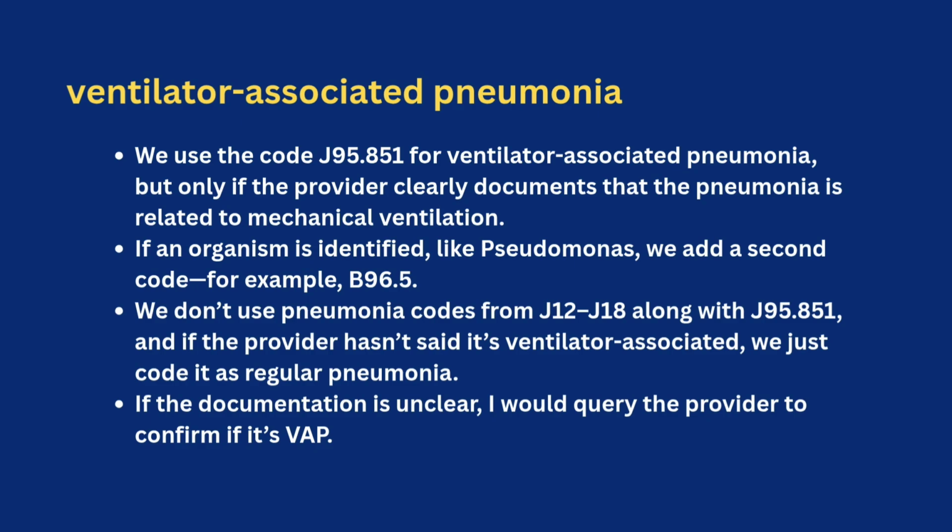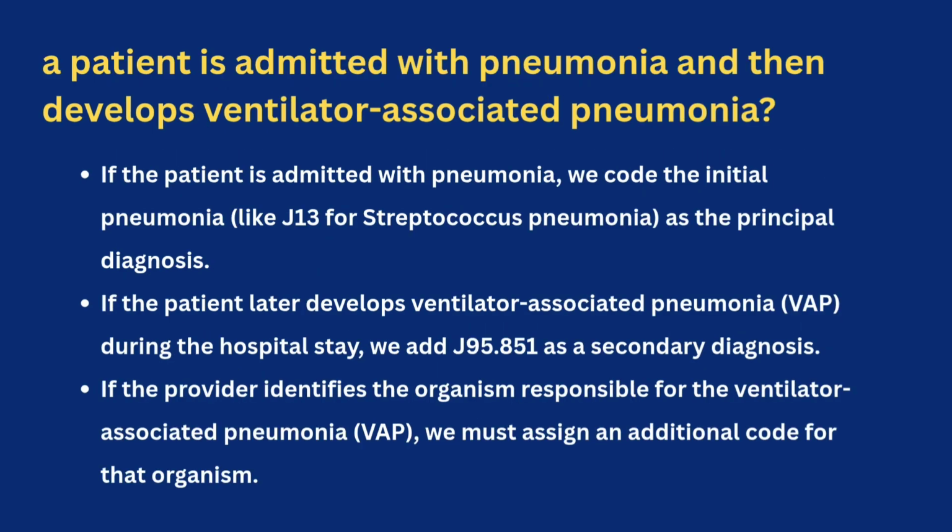Next comes ventilator associated pneumonia. We use J95.851 for ventilator associated pneumonia if it clearly documents that the pneumonia is related to mechanical ventilation. And if the organism is specified, a second code should be given for the organism. Here one thing you have to note, no need to code a pneumonia code.